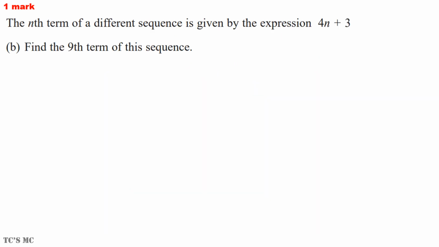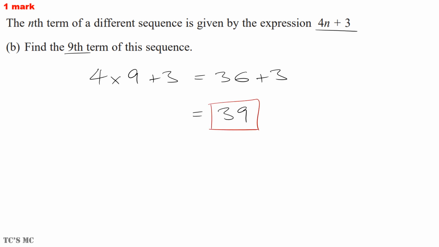The nth term of a different sequence is given by the expression 4n add 3. Find the 9th term of this sequence. That means n is equal to 9, so we can do 4 multiplied by 9 add 3. That gets us 36 add 3, making the 9th term 39. And for 1 mark, we just need to write 39.